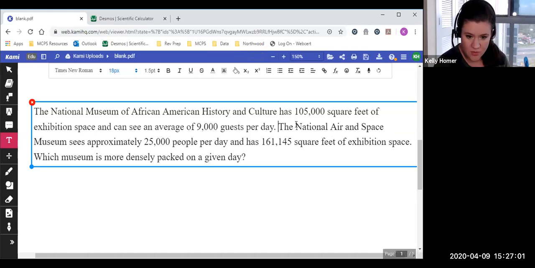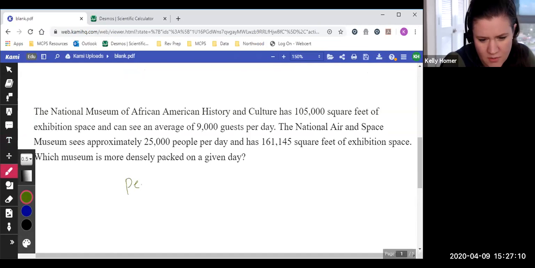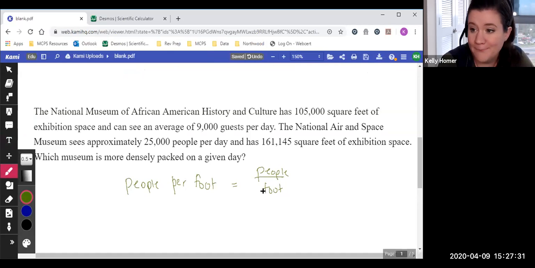With population density, you would say something like people per foot. This is the way I remember what goes on top: it's people per foot. So to find the population density, you divide the number of people by the number of feet. For African American history, we have 9,000 people per this many square feet.